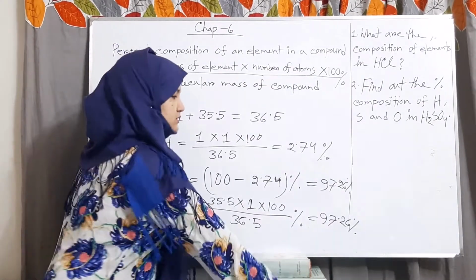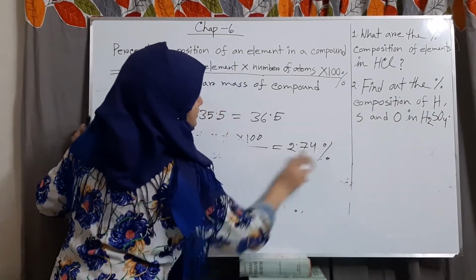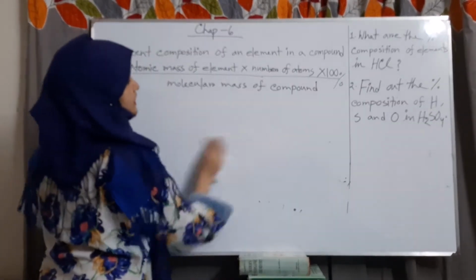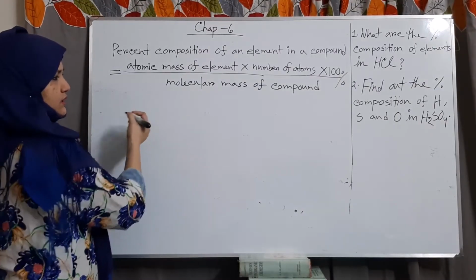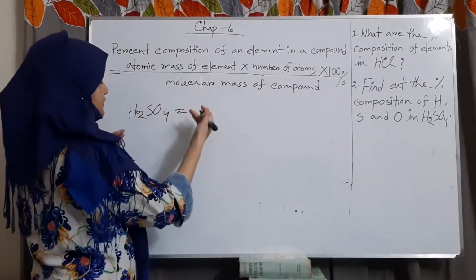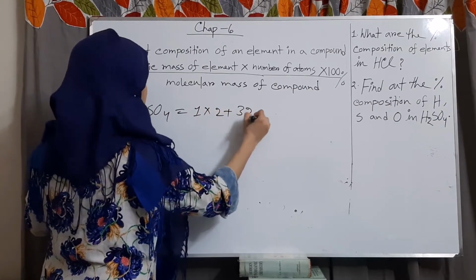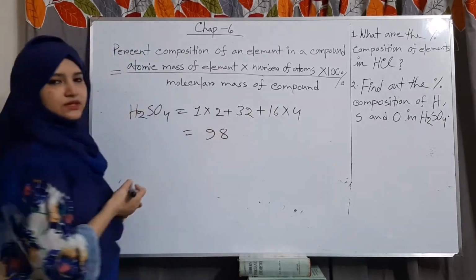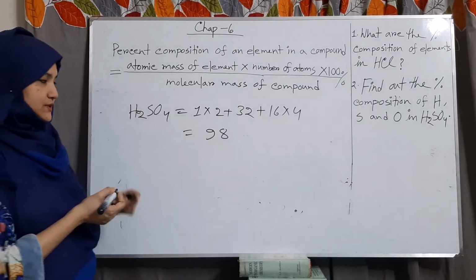Okay, and then we can practice another problem. Second one: find out the percent composition of hydrogen, sulfur and oxygen in sulfuric acid. Similarly, at first we have to calculate the molecular mass of sulfuric acid. Hydrogen 1 into 2, sulfur 32, oxygen 16 into 4, and that is 98. So the molecular mass of sulfuric acid is 98.